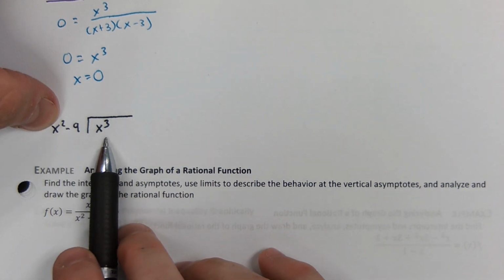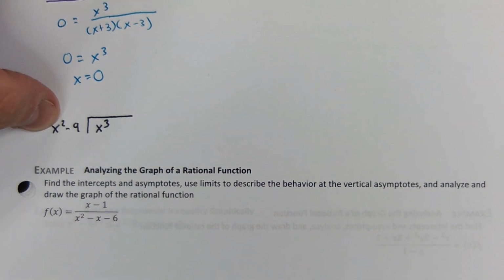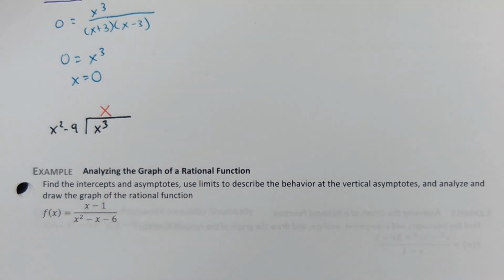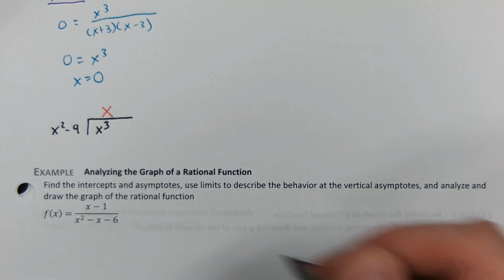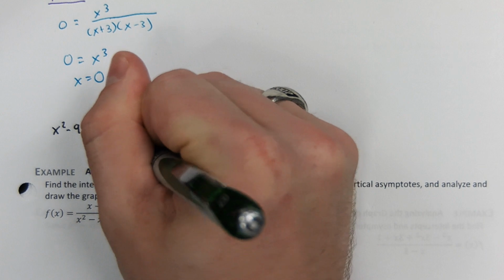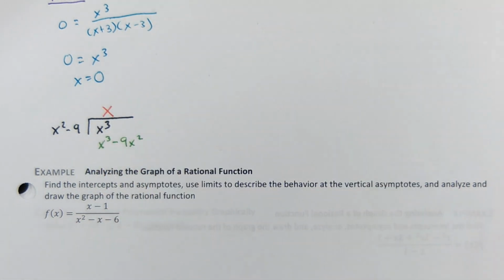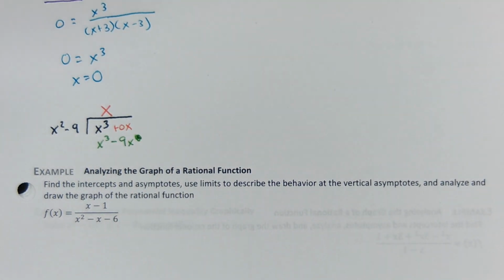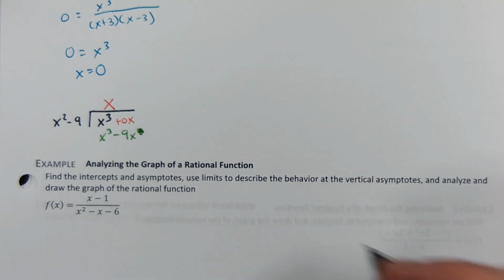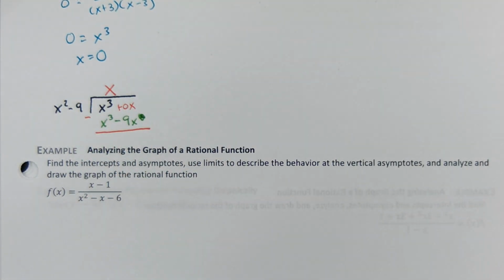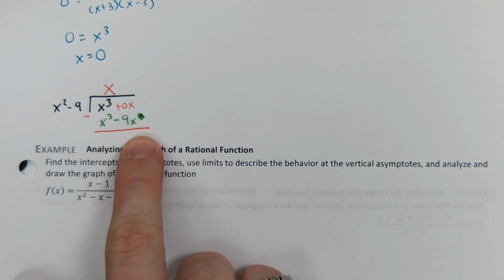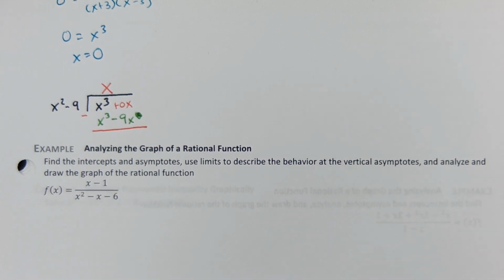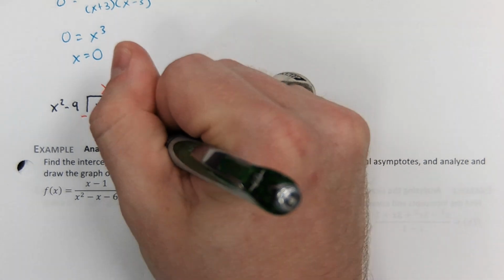I need to make this x squared look like an x to the third. What am I going to multiply by? X. When I multiply this x over here, I'm going to get x cubed minus 9x squared. Okay, I'll throw a minus 9x, I'll throw a 0x in here, just so like terms are lining up. Zero minus -9, that's plus 9. So I have a remainder, and that remainder is 9x.